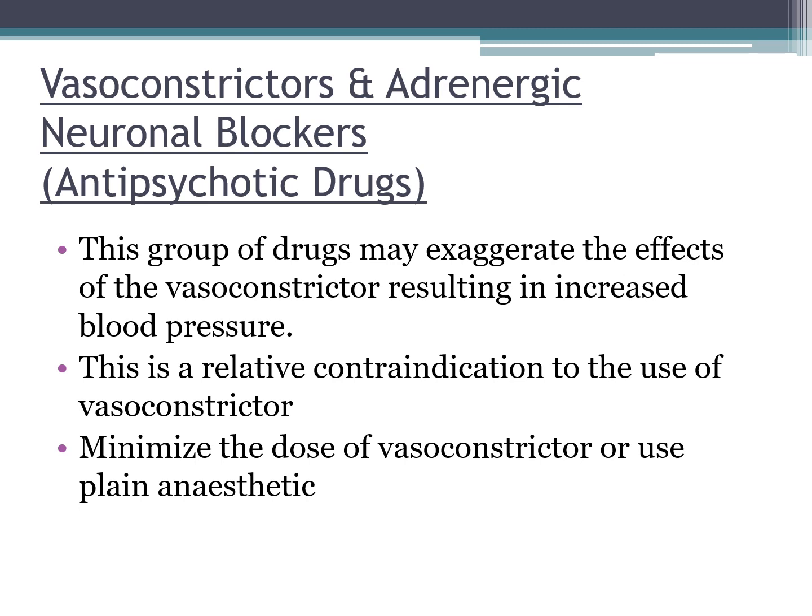Vasoconstrictors and adrenergic neuroblockers or antipsychotic drugs. If your patient is taking an antipsychotic drug or adrenergic neuronal blocker, this type of drug may exaggerate the effects of the vasoconstriction, resulting in increased blood pressure. So this is a contraindication to the use of vasoconstrictor. You need to minimize the dose of the vasoconstrictor or use plain anesthetics.